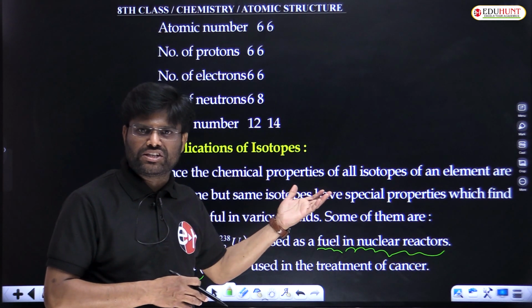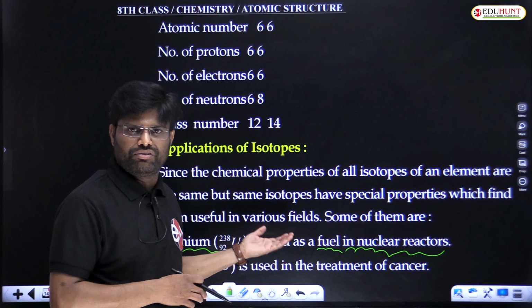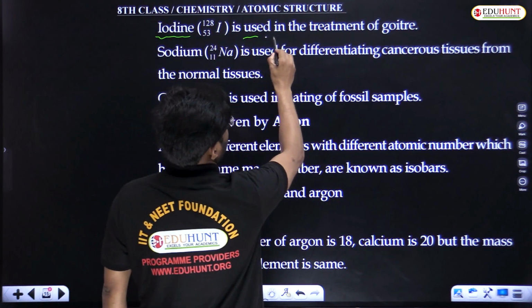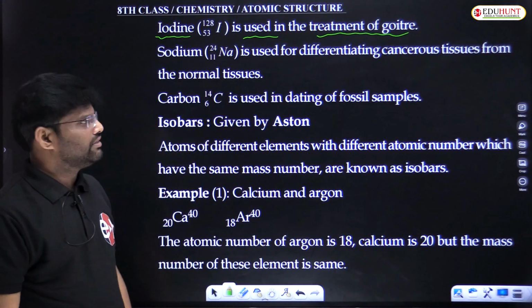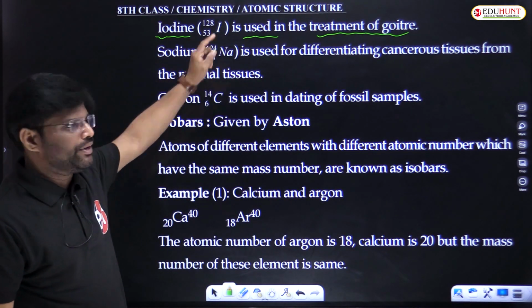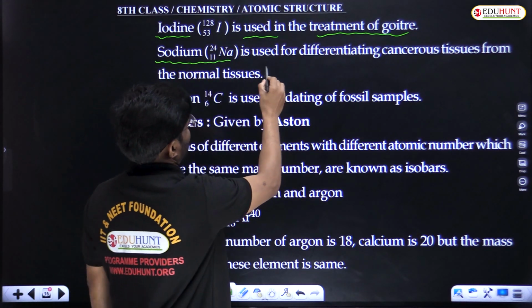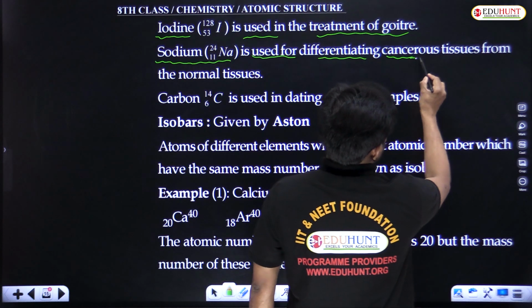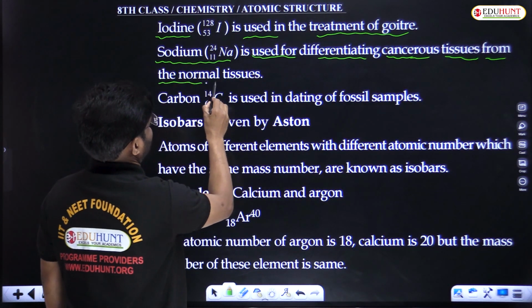I am just reminding you of yesterday's class, but I am giving some extra information from the book. Iodine is used in the treatment of goiter; this is the isotope of iodine. And next, a sodium isotope is used in differentiating cancerous tissues from normal tissues.